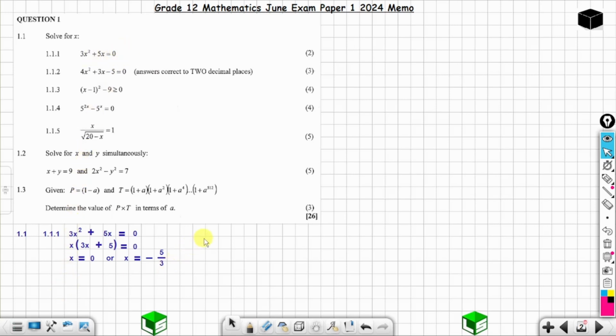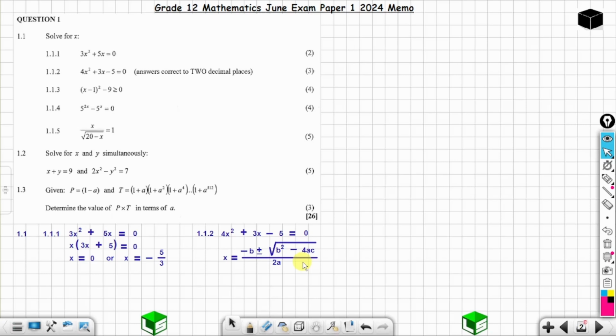Now, question 1.1.2. The question says solve for x. You are given this and you are told you have to get your answers correct to 2 decimal places. Okay, so no need for you to factorize. You can use the quadratic formula. So this is what you are given. Okay, we are going to use the quadratic formula. This formula is given on the information sheet.